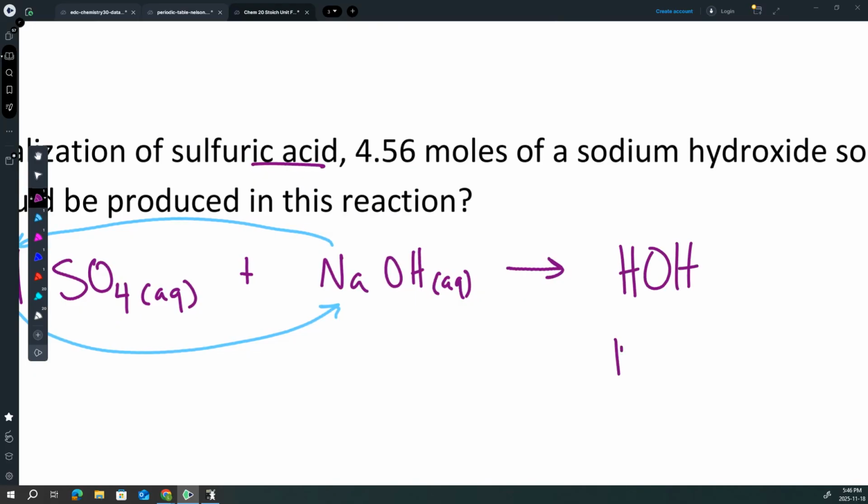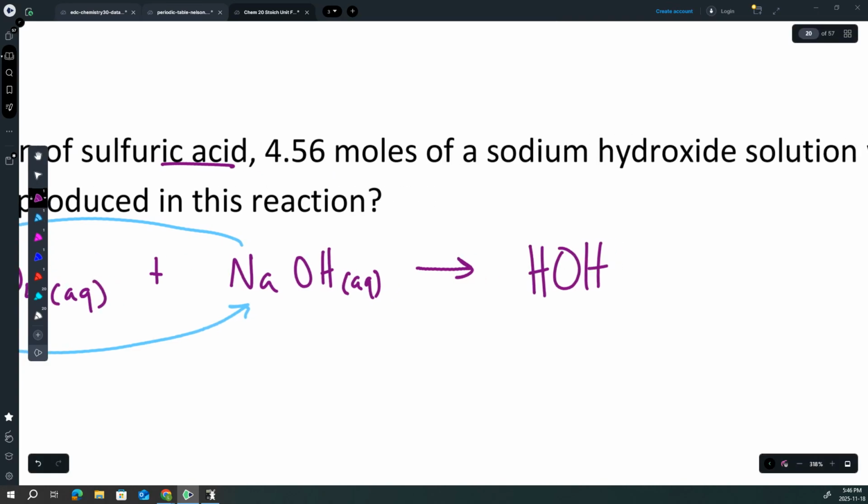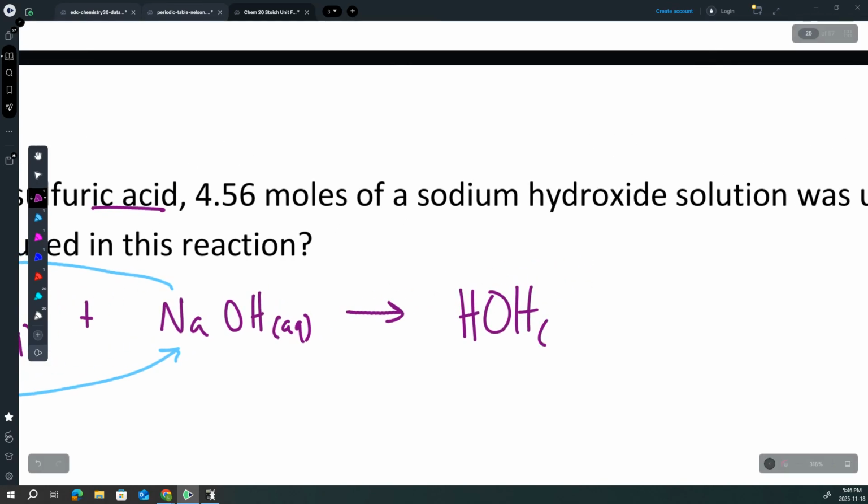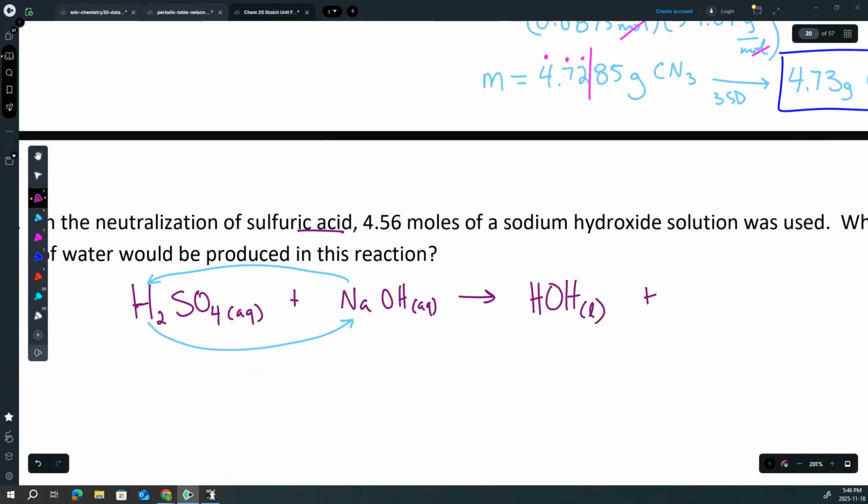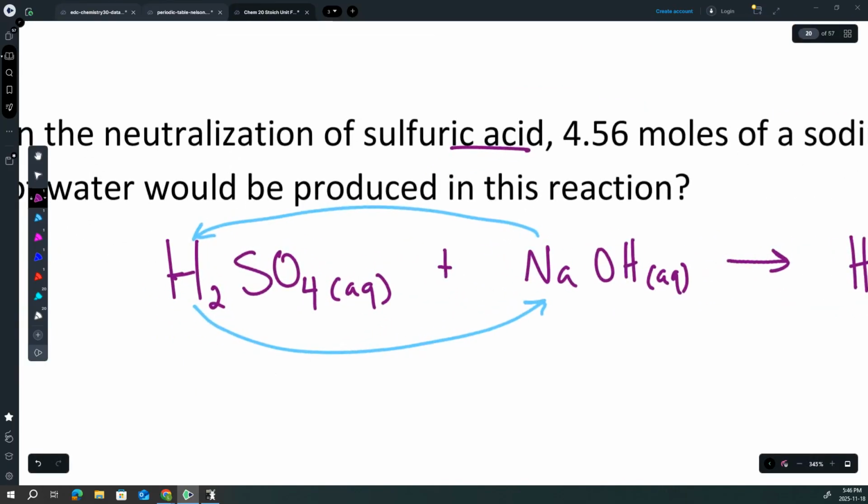Okay, HOH versus H2O, they're the same thing. Since this occurs at room temperature, because the question doesn't specify that it occurs at any other temperature, we're going to say this is liquid. Remember, water is never aqueous. At room temperature, it's always going to be a liquid. All right, so that's our first product.